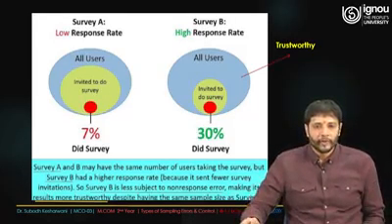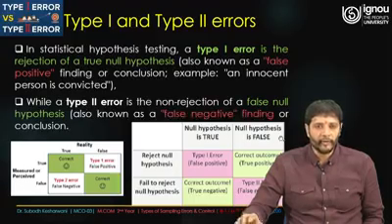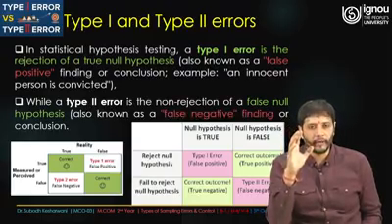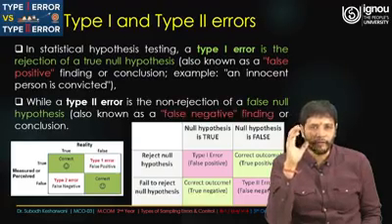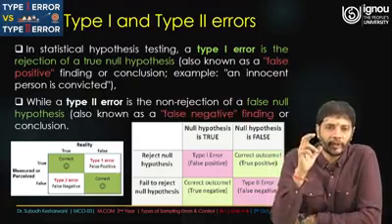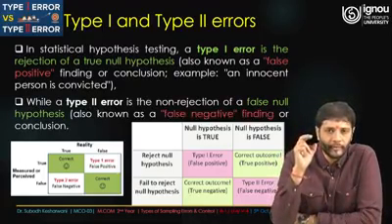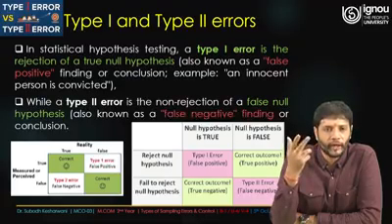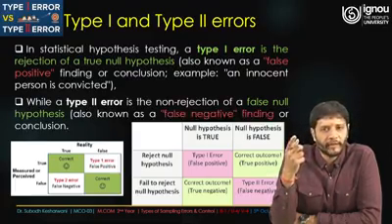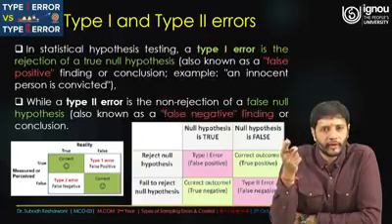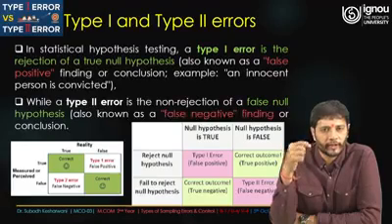So what I mean to say is that type 1 and type 2 errors are one of the important ingredients, because in statistical hypothesis testing, a type 1 error is the rejection of a true null hypothesis, also known as a false positive finding or conclusion. On the other hand, a type 2 error is somewhat different, and it talks about non-rejection of a false null hypothesis. In our preceding session, we have seen how the null hypothesis, the accepted hypothesis, the rejected hypothesis, or the alternate hypothesis are taken care of.